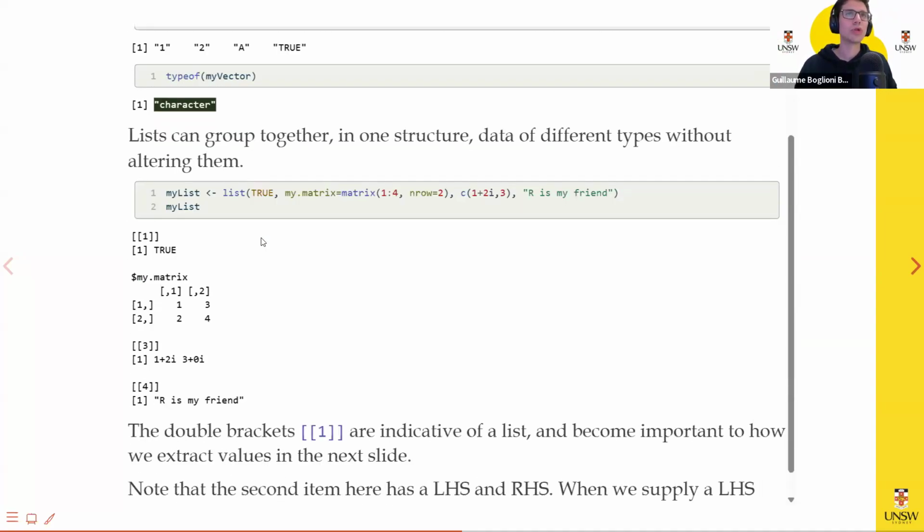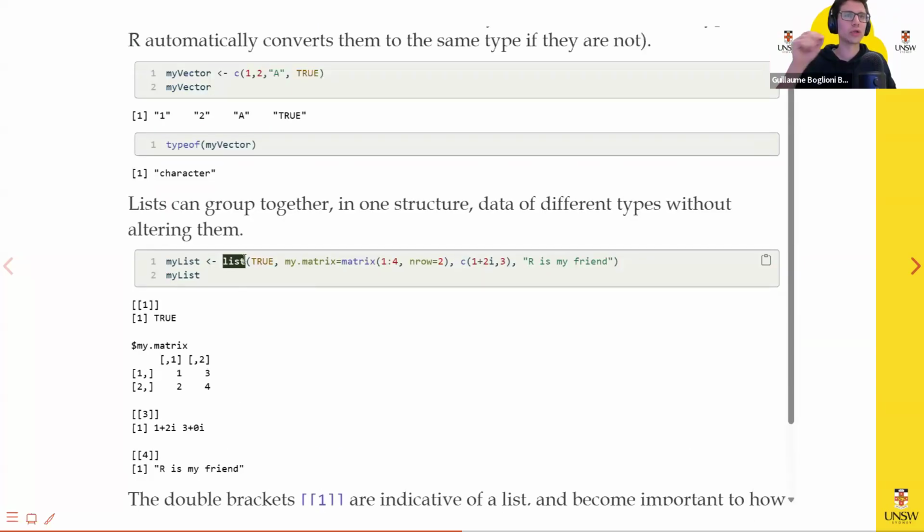So the solution to this is the list. So again, a list is a data structure. And if I create an object in R called myList, again, I use the assignment operation. List is the keyword I need, the function. What I feed to this function list can be objects of different types. So I'm going to create here a list with 4 elements, true.